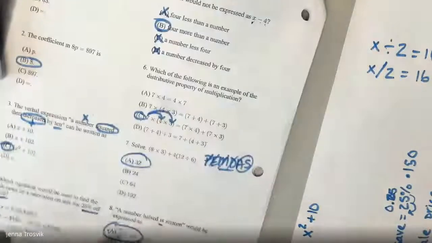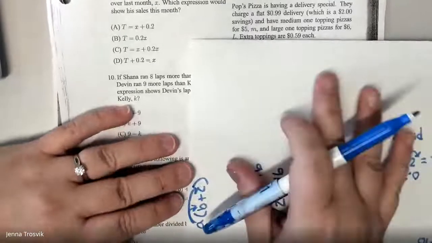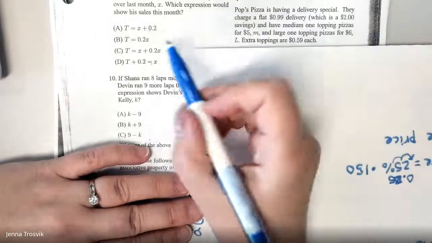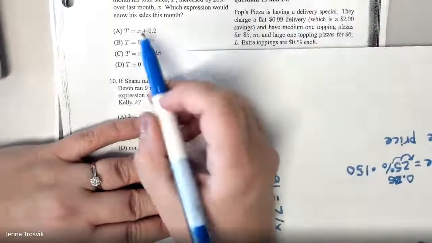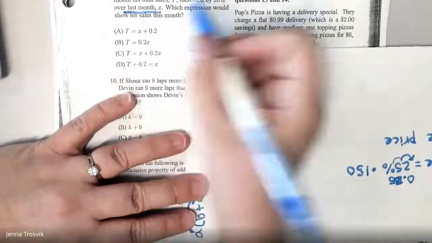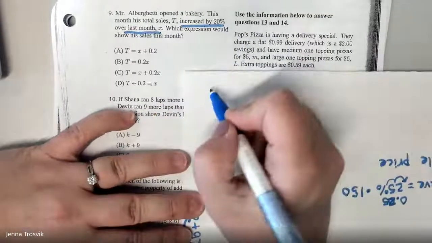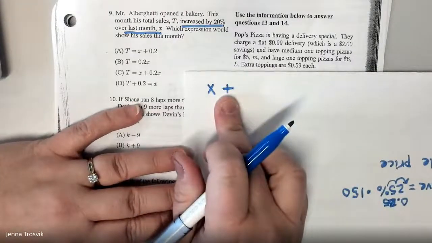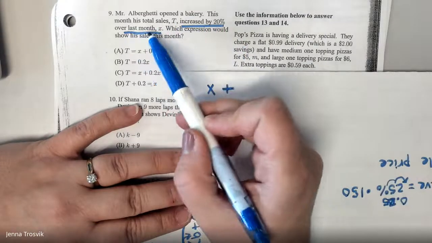All right, backside. Last page, number 9. Mr. Alberetti opened a bakery. This month, his total sales, T, increased by 20% over the last month, X. Which expression would show his sales this month? So if he made X amount last month and increased by 20% this month, he went up, increased, added, and we want 20% over last month.